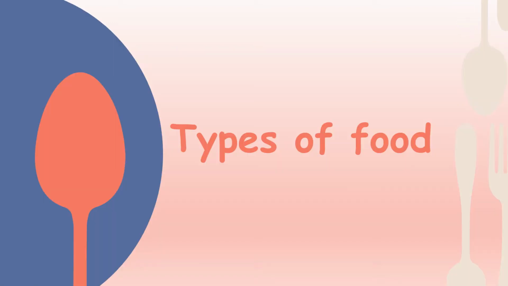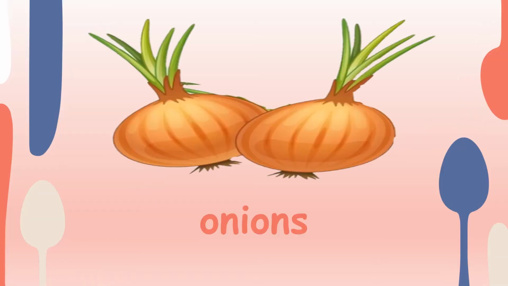Alright, now it's time to find out what are the types of food that can be found from the song. For this section, I'd like you to read along and also spell along with me. Let's start with the first picture. Let's read, spell and read.